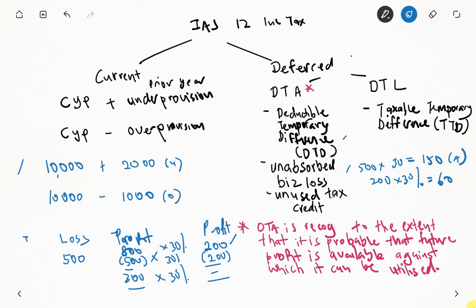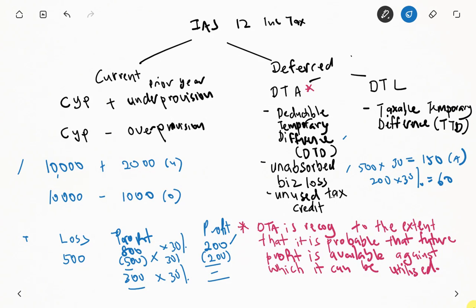If I make a 500 loss in the second year because my product line is deteriorating and outdated, and I'm not launching any new product, I don't foresee myself making a profit in the future. What do I do with this 500? Do I recognize a deferred tax asset? No, I won't be able to utilize it. With no future profit, I don't recognize an asset.